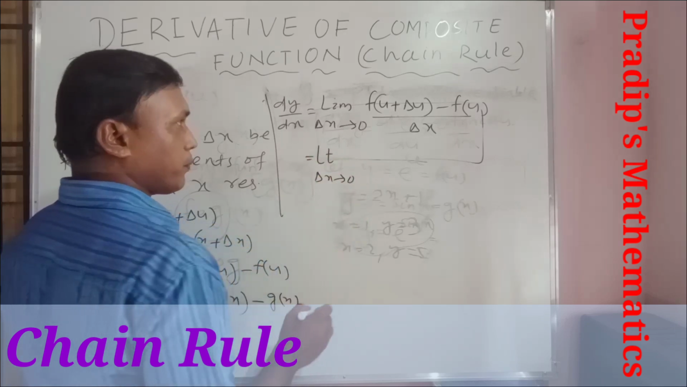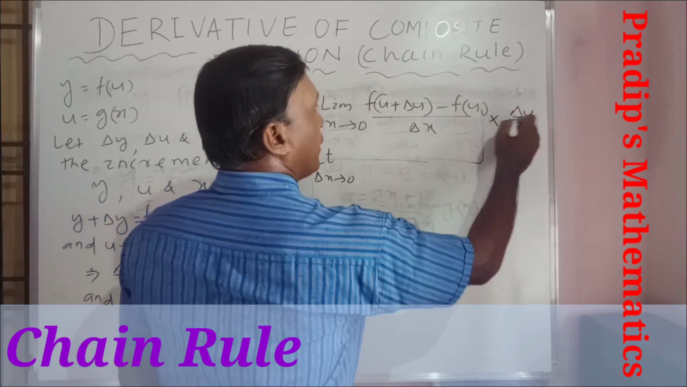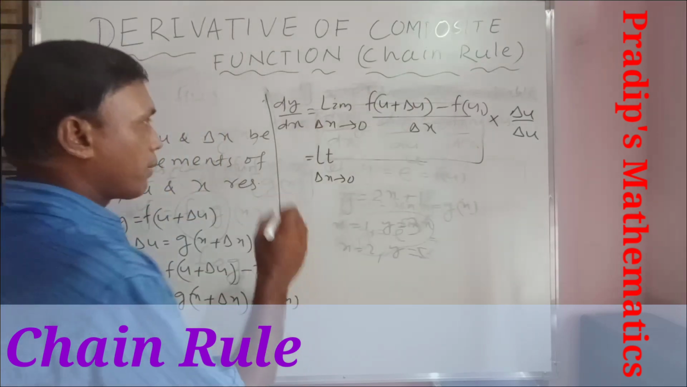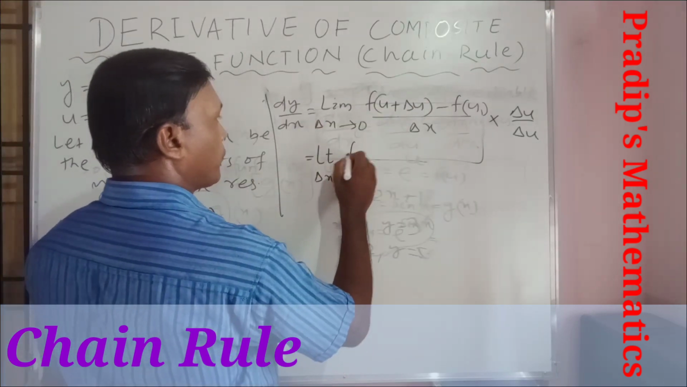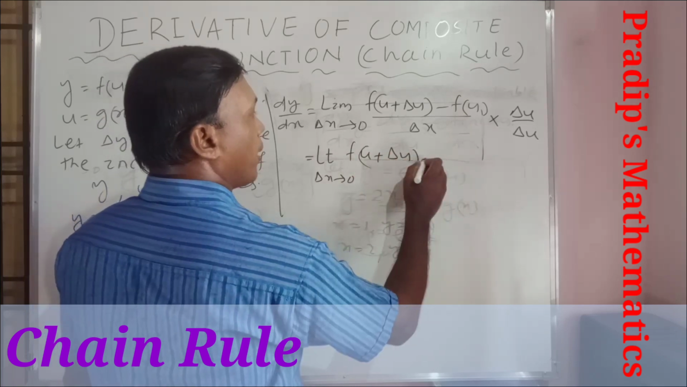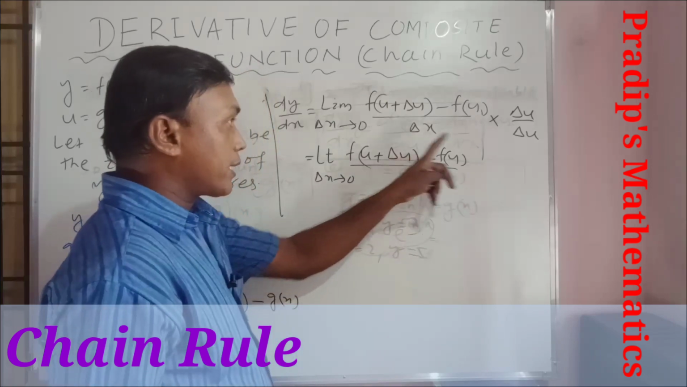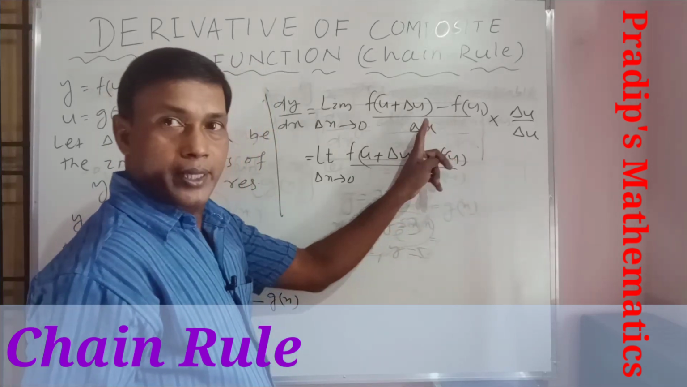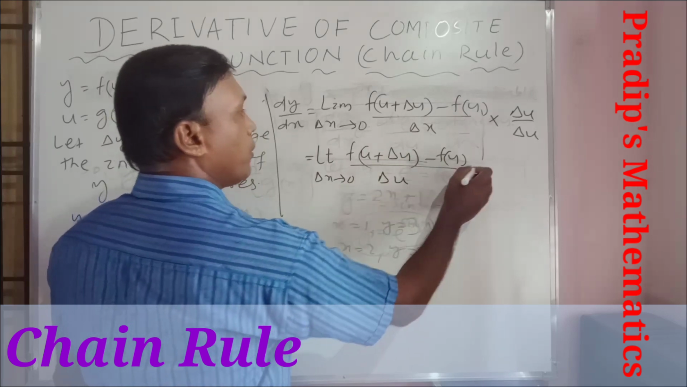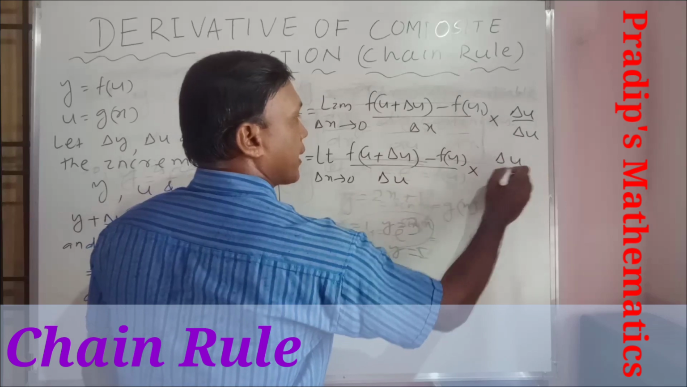which is equal to limit del x tends to 0. Let us here we multiplied del u and divide del u. So what happens? Limit del x tends to 0, f of u plus del u minus f of u divided by del u into del u by del x.